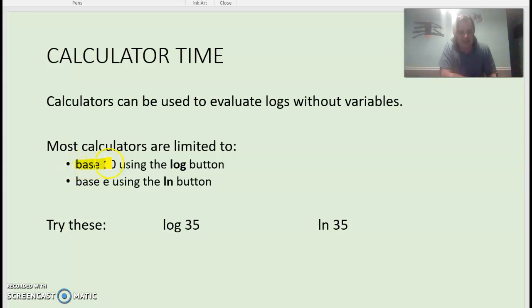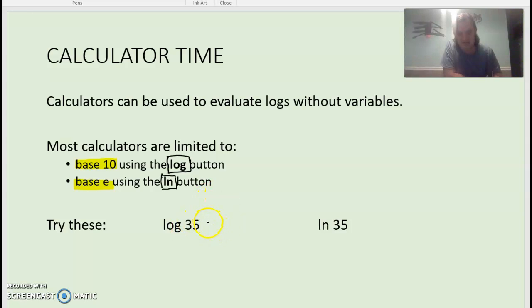They're limited to base 10 using this log button on your calculator, or they're limited to base E using this ln button. So pretty much any scientific calculator has these two, but we've also seen other bases, right? So you're going to need quite a bit of practice to feel comfortable with this, but let's give you a little bit here. So the first one that we're going to do is log 35, and there's no base written, so it's understood to be base 10.